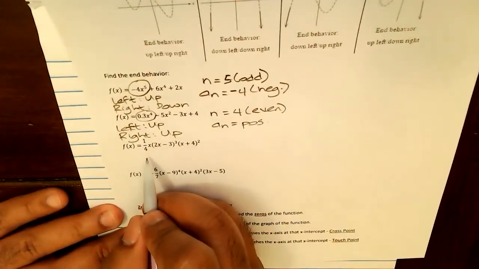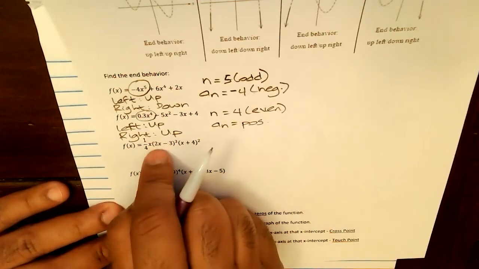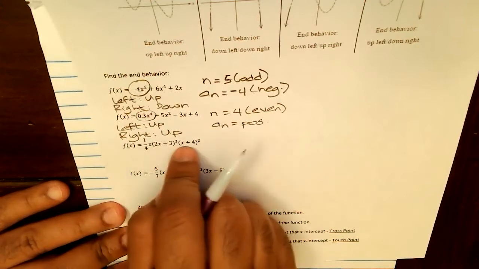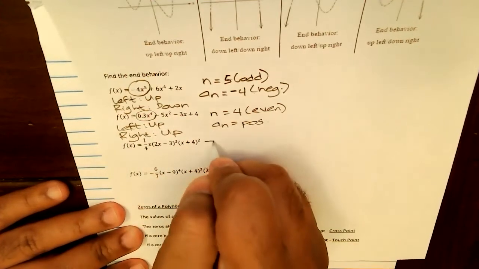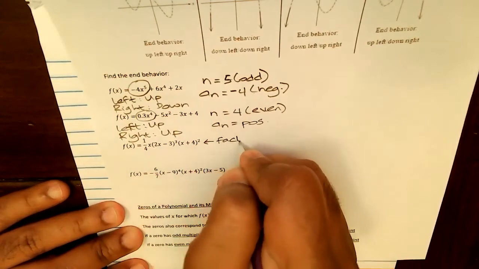The next one here is also a polynomial. However, in this case, it's a polynomial in factored form, okay? When it's written like this with the parentheses, it's called factored form.